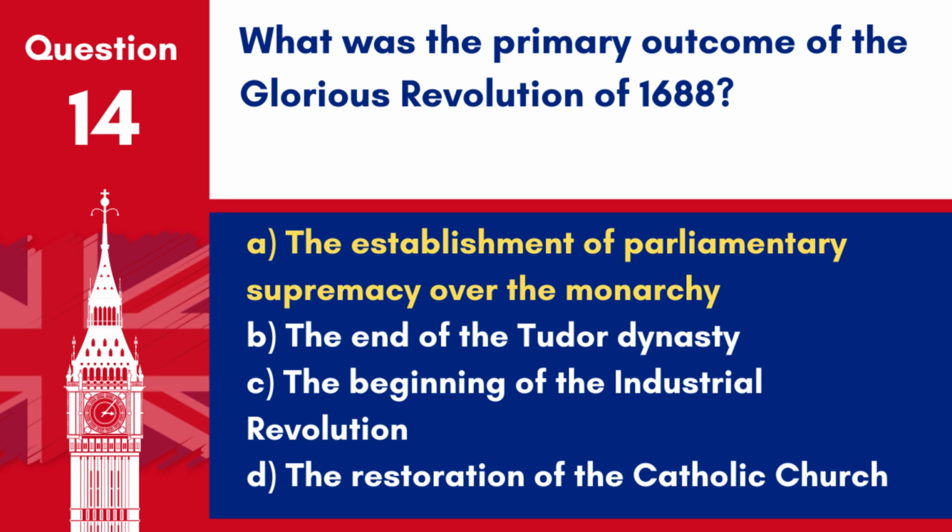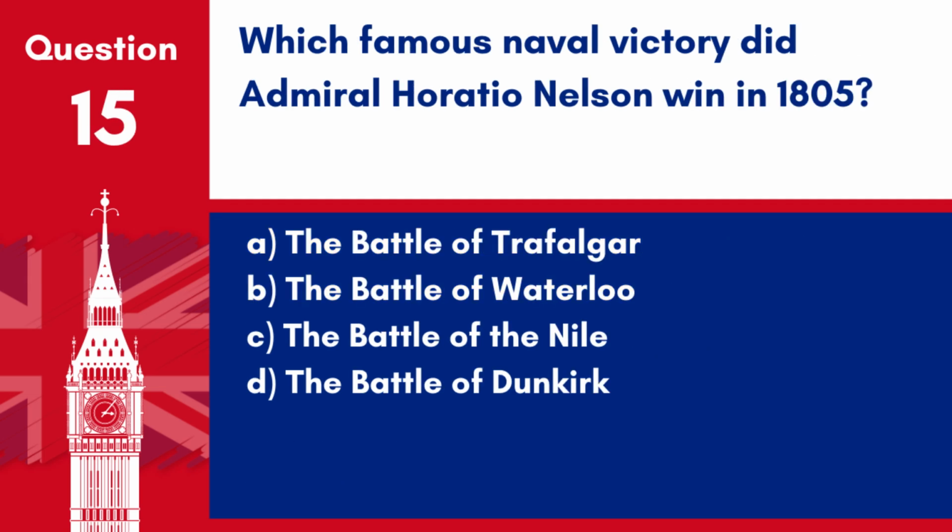The Glorious Revolution of 1688 led to the deposition of James II and established parliamentary supremacy over the monarchy in Britain. Question 15. Which famous naval victory did Admiral Horatio Nelson win in 1805? A. The Battle of Trafalgar. B. The Battle of Waterloo. C. The Battle of the Nile. D. The Battle of Dunkirk.